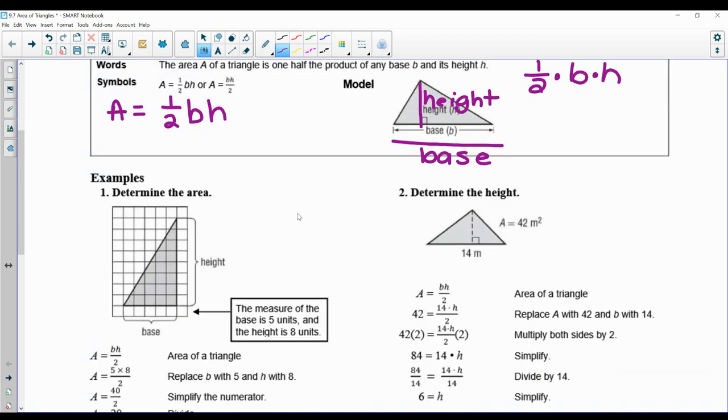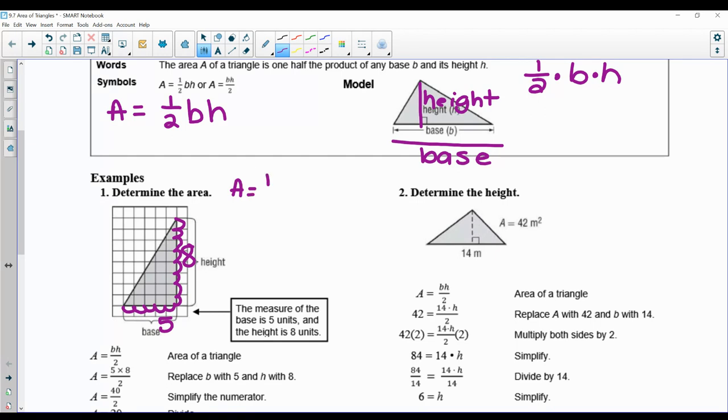So let's go over this first example. This one doesn't give you a number down here. So what you would have to do is count how many units. 1, 2, 3, 4, 5 units. So that would be your base. Then starting from the edge, you would count the height. 1, 2, 3, 4, 5, 6, 7, 8. So the height is 8. Remember, this you would not be able to count. This is slanted, so do not use that one.